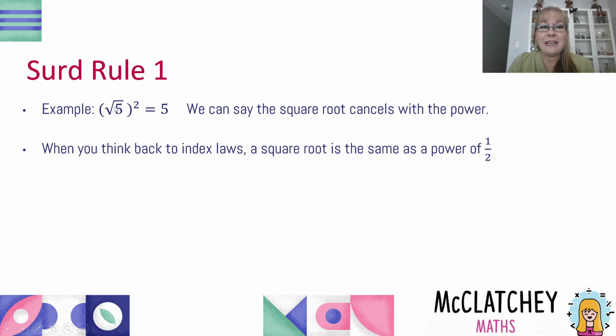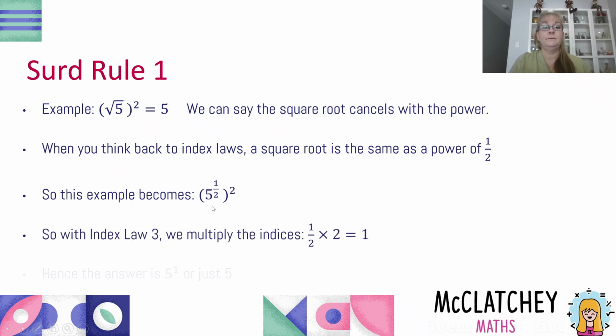Now, if you remember your index laws, and we covered that with fractional indices in one of those videos there. So 5 to the power of a half, and then we've got these brackets, and we're squaring that. If you remember your brackets rule, which is index law 3, if we've got 5 to the power of a half and then we square it, a half times 2 is just 1, so 5 to the power of 1. That's why this rule works. So that's what this would look like. 5 to the power of 1 is simply just 5. That's where that rule comes from.